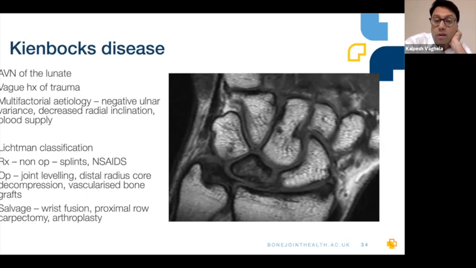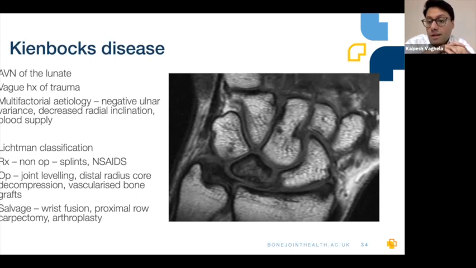There are lots and lots of different treatments for this. The mainstay of treatment is splinting and NSAIDs to try and control the symptoms, depending on what stage the condition is, so things like Lichtman stage 1 and 2, where there's not much collapse of the bone and the lunate's in a reasonable shape. The aims are to try and restore blood supply to the lunate and decrease the pressure. So you can do something called a joint leveling procedure. We can try and level up the radius and ulna to decrease the pressure.